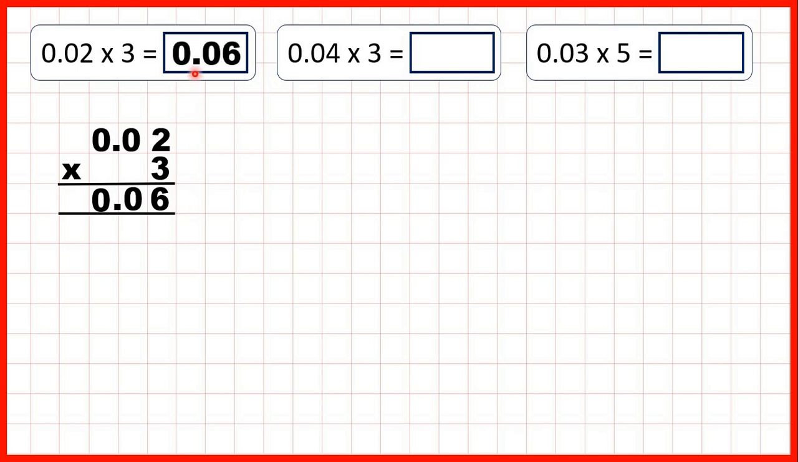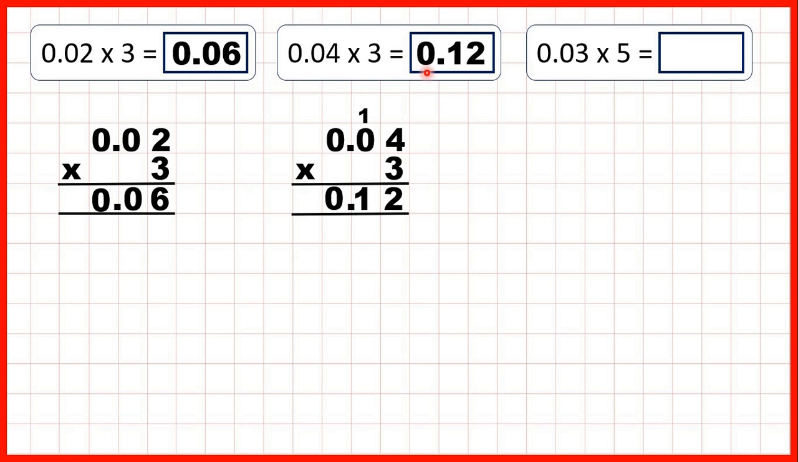So we get 0.06. Now we have 0.04 times 3. We copy down the decimal point. 4 times 3 is 12, so that's 1, 2, with the first digit written above the next place value column along, which here is our tenths. Now 0 times 3 is 0, plus the 1 that's on top is 1. And finally, 0 times 3 is 0, so our answer is 0.12.